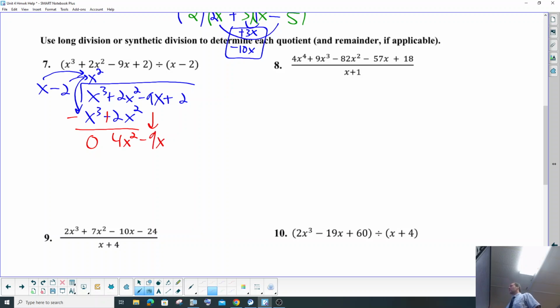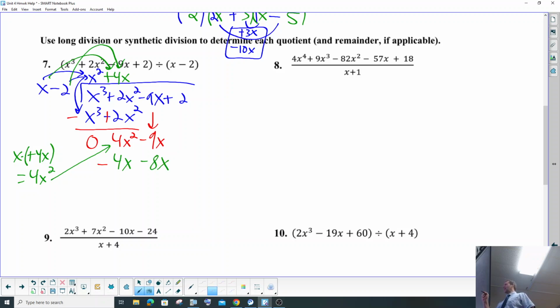Nice. So then how does x become a 4x squared? Well, x times 4x is 4x squared, which is what we wanted. So that's 4x squared. Good. So then we also have to multiply the negative 2 through. So negative 2 times 4x is a negative 8x.